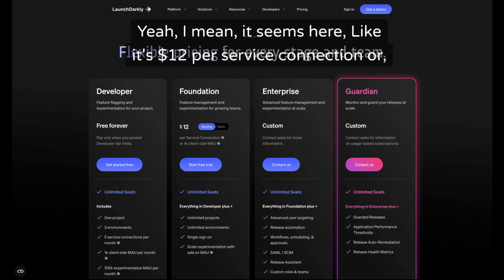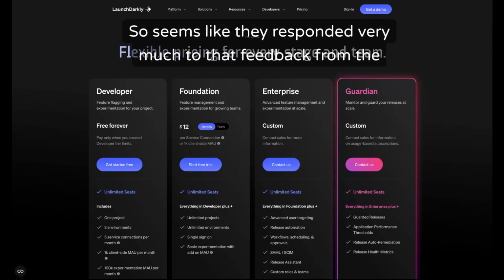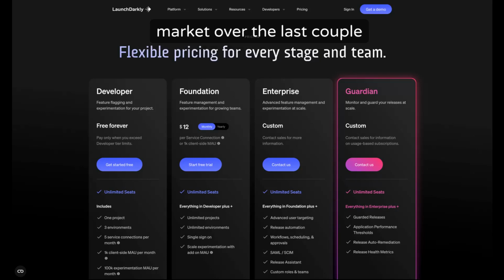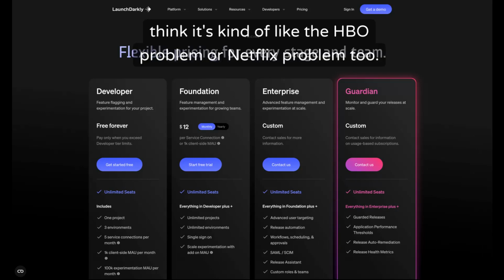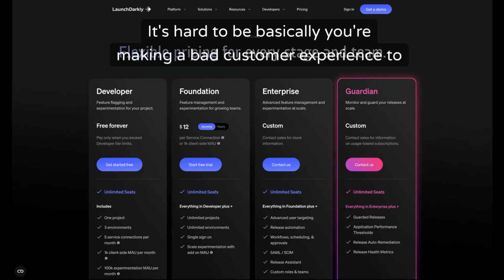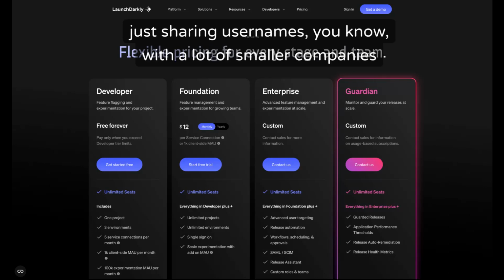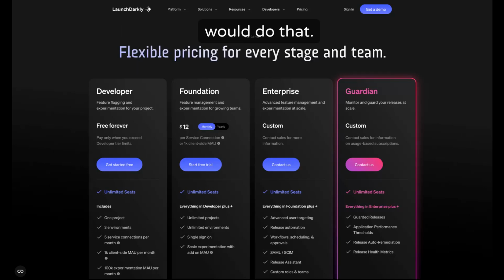Yeah, it seems here, right? It's $12 per service connection, or 1,000 client-side monthly active users. They have moved away from seats, so it seems like they responded very much to that feedback from the market over the last couple of years. I think it's kind of like the HBO problem or Netflix problem too. Basically, you're making a bad customer experience to some extent, and it's hard to enforce that people aren't just sharing usernames, which a lot of smaller companies would do.